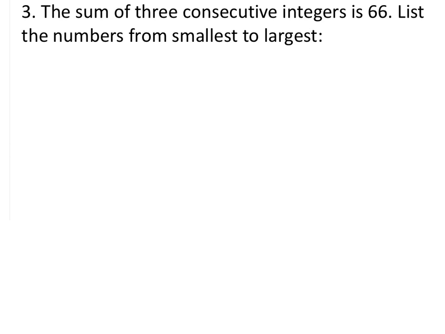I'm going to go ahead and do 3. This is from 1.7. So we got 3 consecutive integers. This equals 66. Do this the same way we did in class, all right?